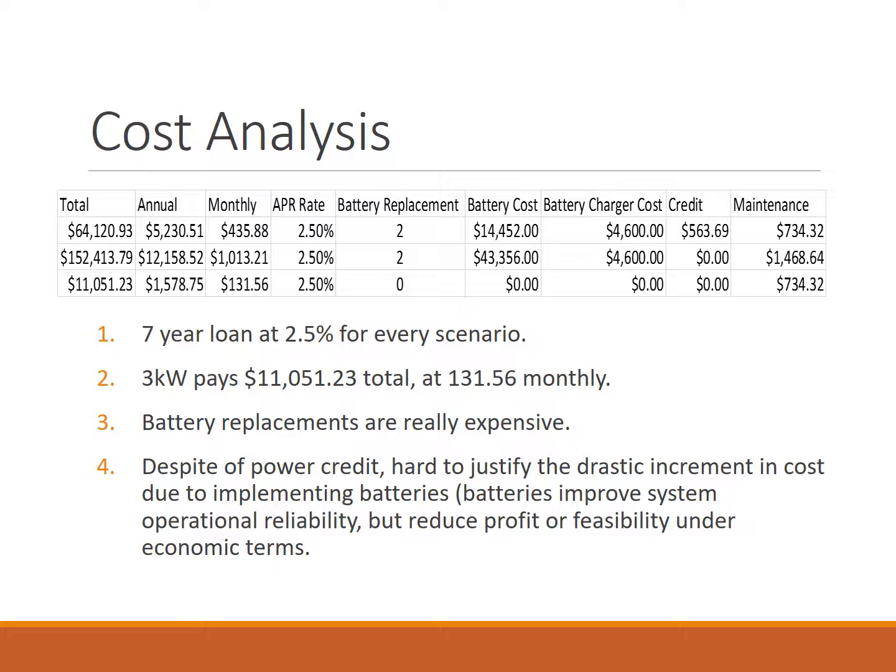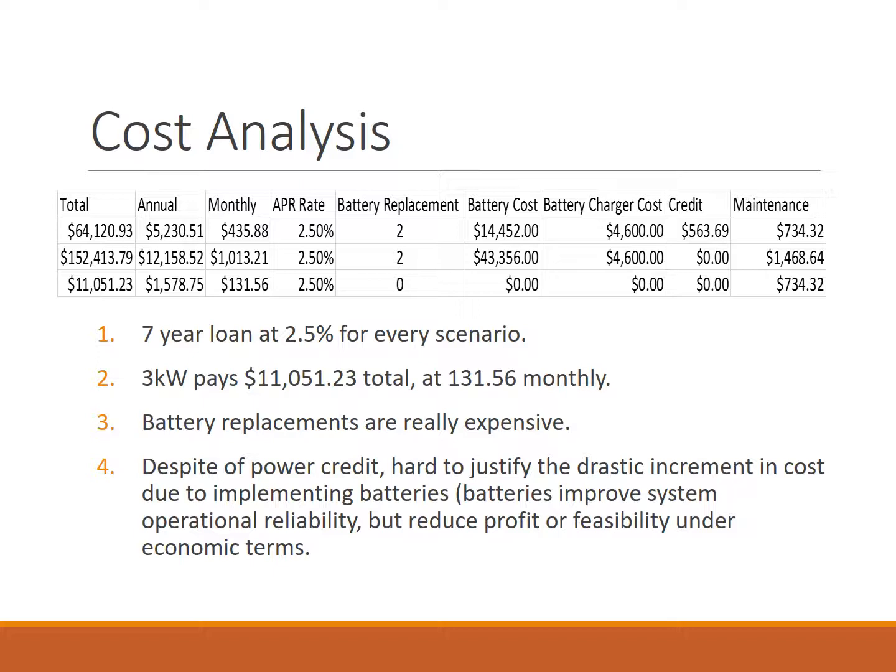When we perform the cost analysis for the system, we can see that the monthly rates for all 3 systems actually oscillate a little bit. So on the first row, we're seeing our 3 kilowatt system with batteries, and it's close to $435, which, I mean, you're not saving much in the short term. You're definitely saving a little bit of money in the long term. However, battery replacements are $14,000 every 10 years. So that's really expensive by itself.